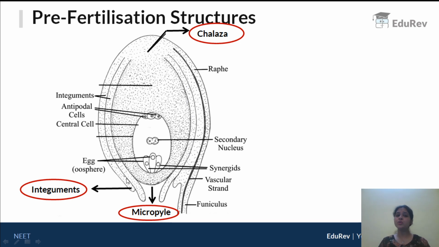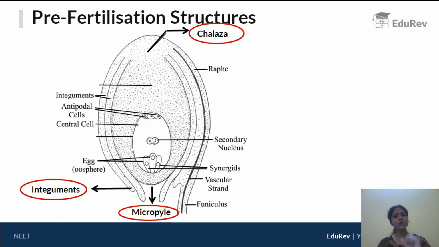Now what are these two layers? These two layers are going to be called integuments. Okay, and these integuments are nothing but protective coverings, and they're protecting certain important tissue on the inside. Later on, these integuments will help you to form the seed coats, but right now they're just forming some protective coverings. So the opening of the integuments is actually called the micropyle opening.